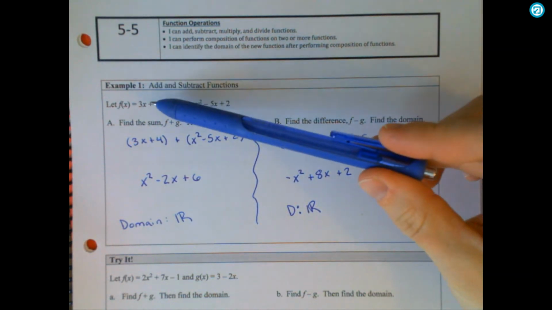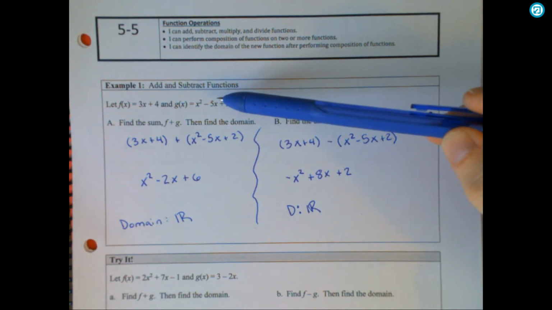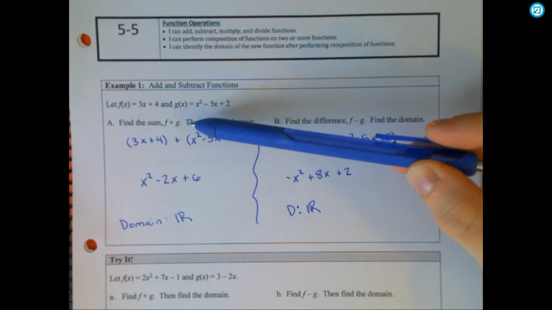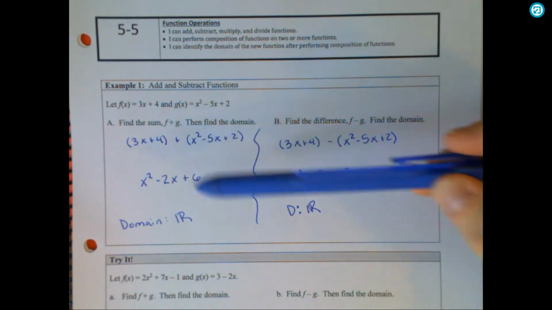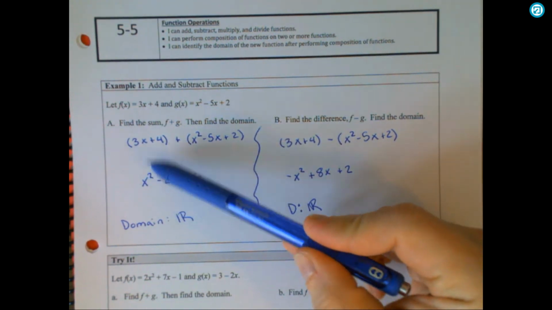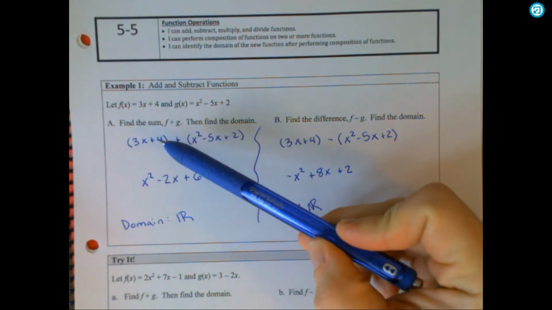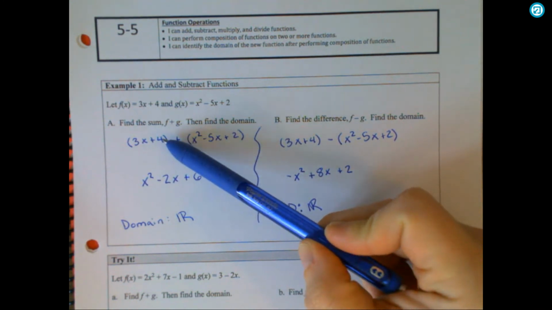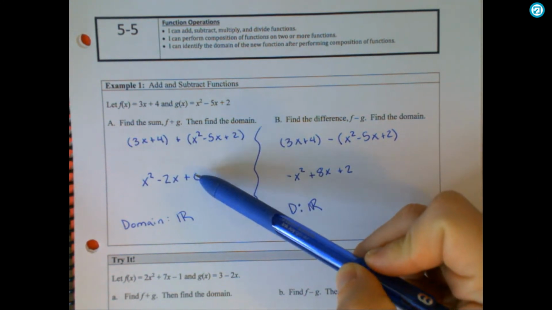They give us f and g up top, so all I'm going to do is rewrite them. And then since we're adding, remember sum goes with adding, you're just looking for like terms. Nothing goes with the x squared, so I'm just left with x squared. My x's, I have 3x plus a negative 5x, that gets me a negative 2x. And then my constants, 4 and 2, get me to 6.